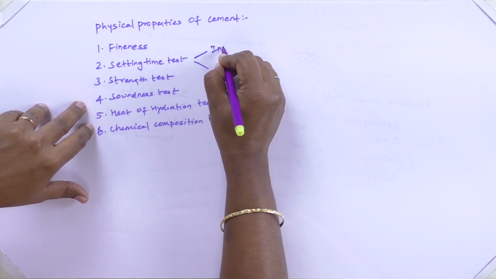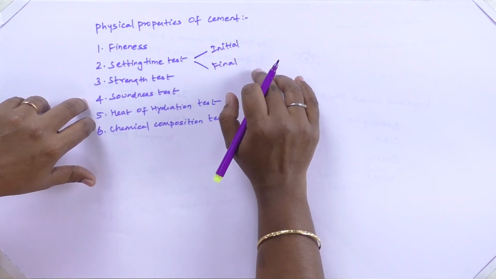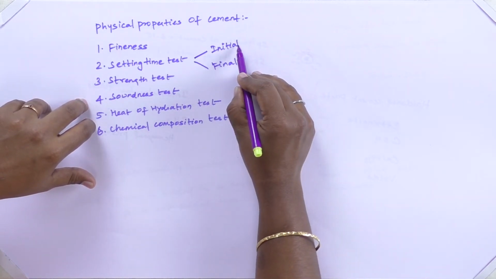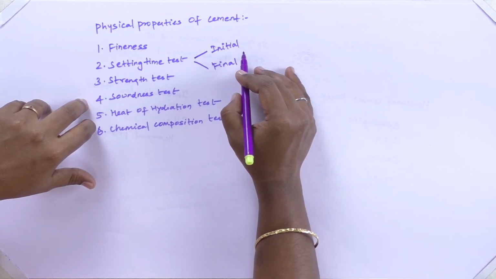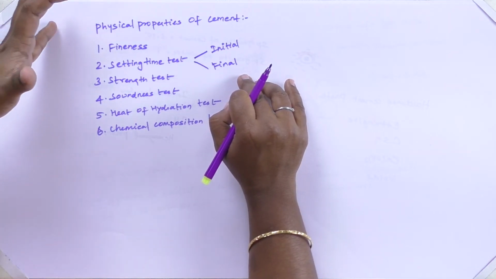Setting time test. Setting is the change of state from fluid to solid. When the cement changes its property from fluid state to solid state, that is the time we note. That is called the setting time. In that we have initial and final setting time, and as I already showed you in the figure, I told you which needle is to be used for initial set time and which for final set time in the Vicat apparatus.